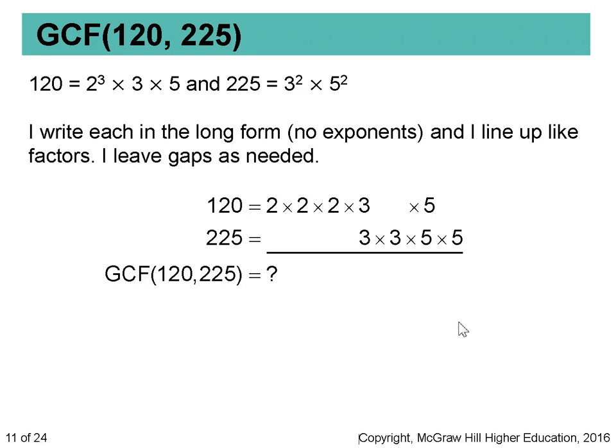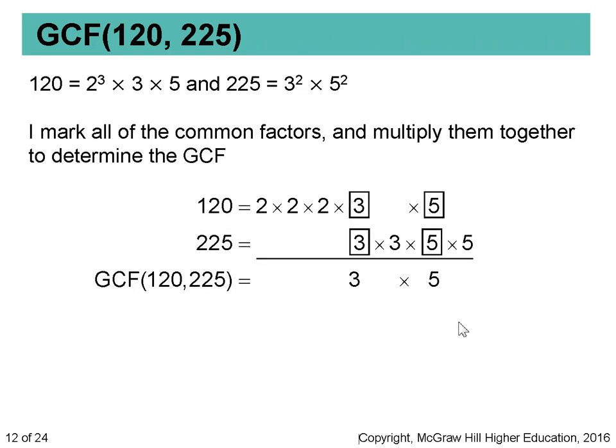Now I need to determine the greatest common factor. I mark the numbers that 120 and 225 have in common. They both have 3 in common, they both have 5 in common, so that's the minimum number of times they occur in common. So that's 3 times 5. There's only 1 3 and 1 5 that they both share.